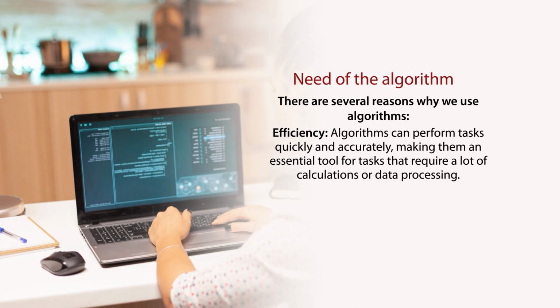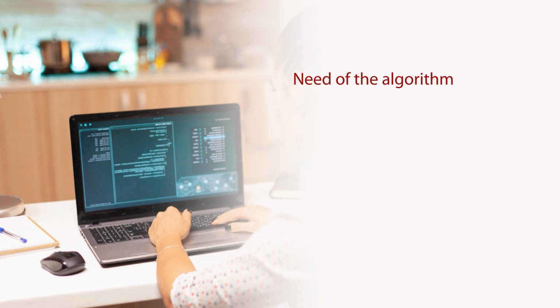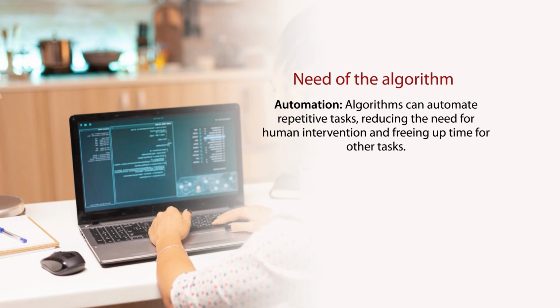So, efficiency, when we compare solutions to a given problem, at that time we think about the efficiency. That means how quickly and accurately the task is done, making them essential tools for tasks that require a lot of calculation or data processing. Consistency, in case of consistent results we need the algorithm. Automation, algorithms can automate repetitive tasks, reducing the need for human intervention and freeing up time for other tasks.